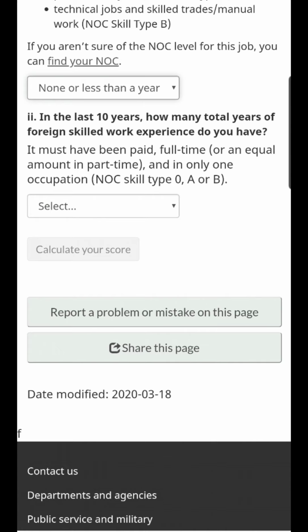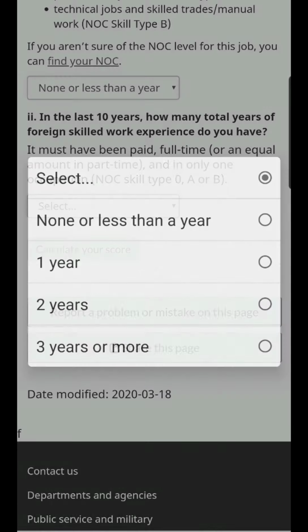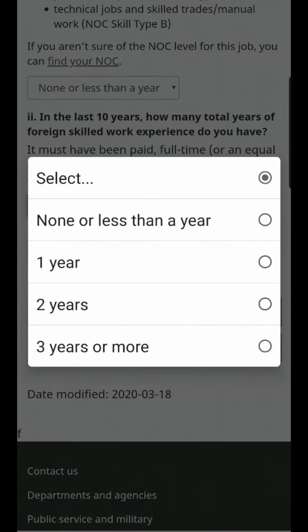Next, in the last 10 years, how many total years of foreign skilled work experience do you have? That is the actual work experience you have in your own country. So I will select 3 years or more. You can select according to your experience.